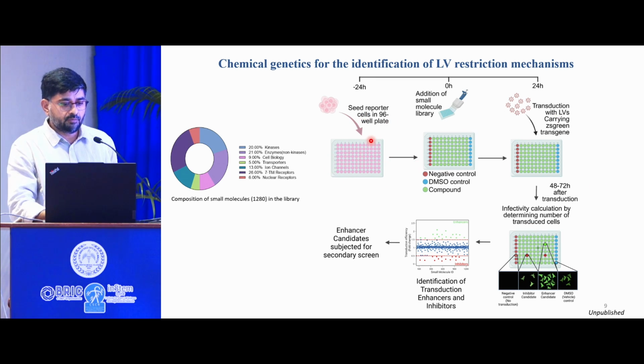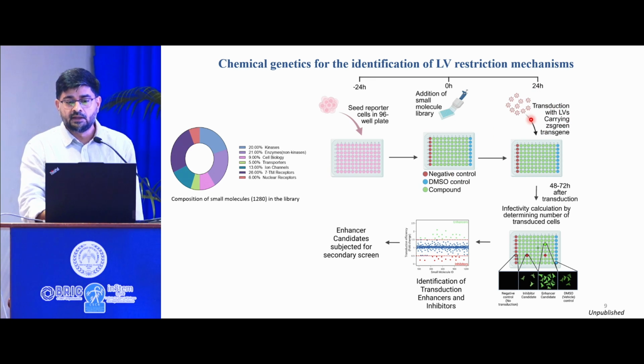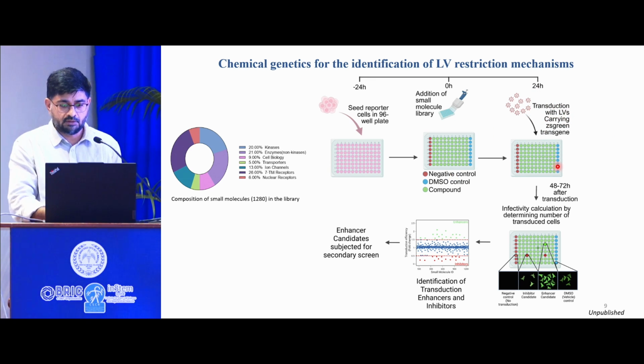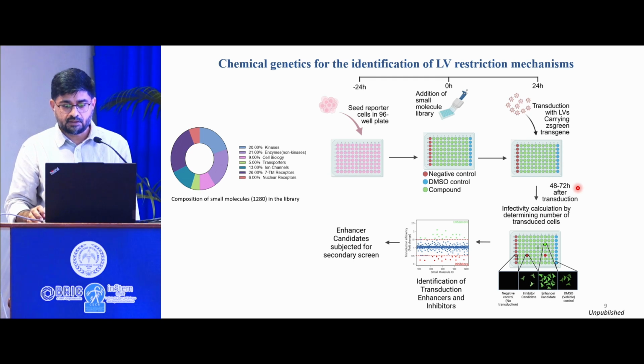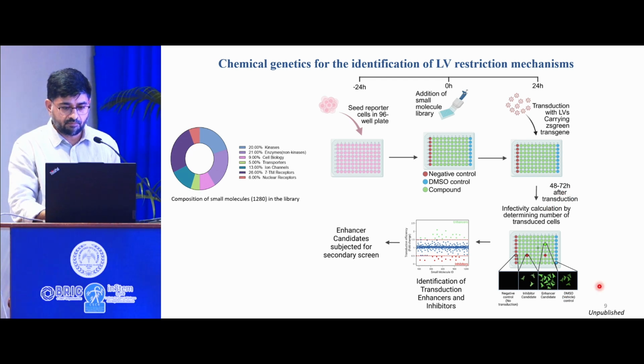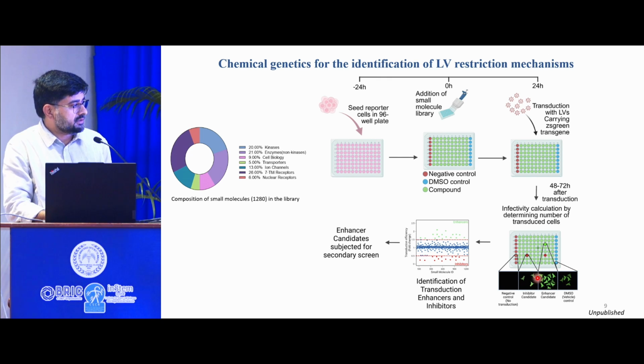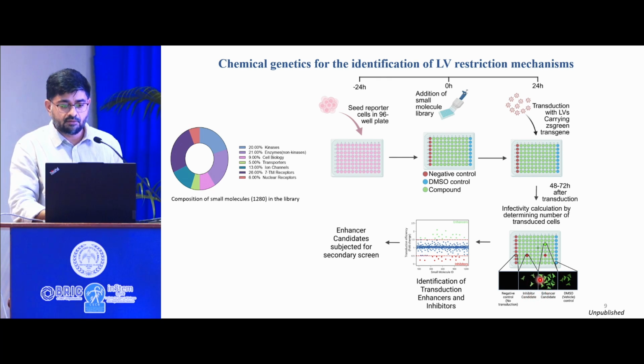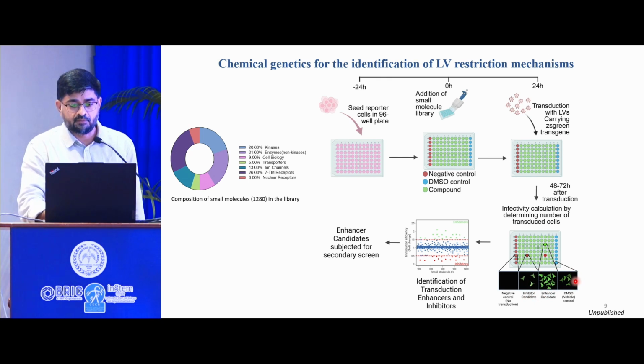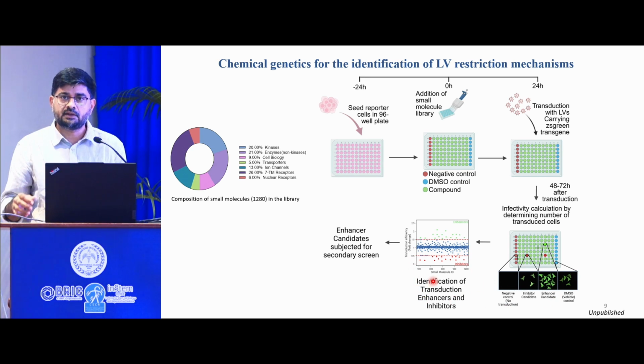So, we develop the reporter cells, and these are seeded in 96-well format, and then we challenge them with compounds, and we add lentiviral vectors that have the reporters. After 48 or 72 hours of transduction, we analyze millions of events using a high content screening platform, and we identify situations where these are inhibited, or elevated, or there is no change, and we score such events and identify the candidates.